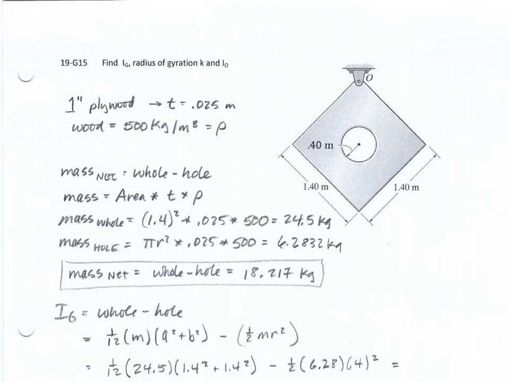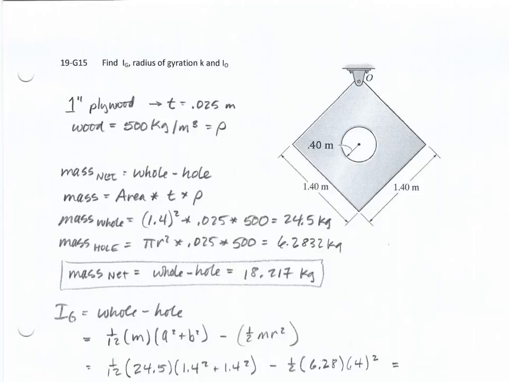We're going to say that the net mass is going to be the entire thing minus what we take out, so the whole minus the hole. The mass is going to be the area times the thickness times the density. So I'm going to say the whole mass, if this hole wasn't there, would be 1.4 squared times the thickness times the density, which is 24 kilograms. The hole itself is the same density, so it's going to be the area times the thickness times the density, which is going to be 6.2. So the net mass is going to be the whole minus the hole, which is 18.217 kilograms.